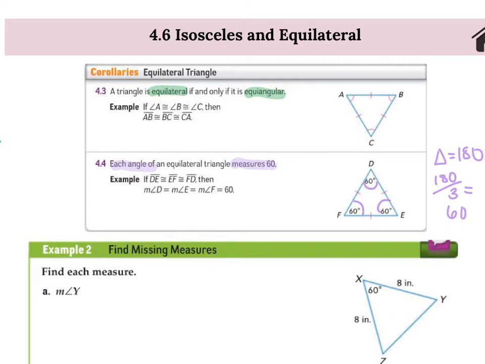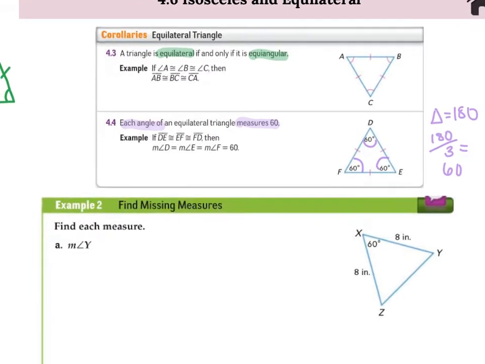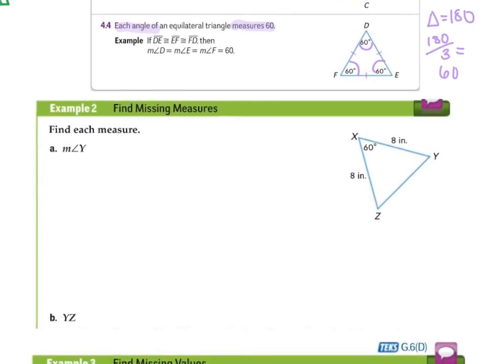Okay, so just to make sure we know, if this side is congruent to this side and this side as well, then all of our interior angles are going to measure 60 degrees. Okay, so let's work on a few problems to figure out any missing angles or measurements.